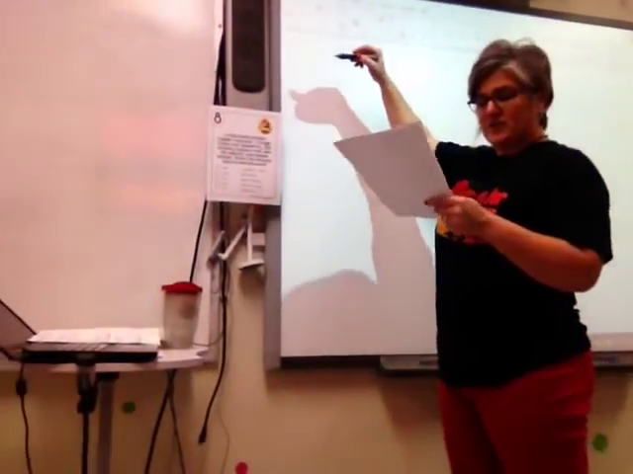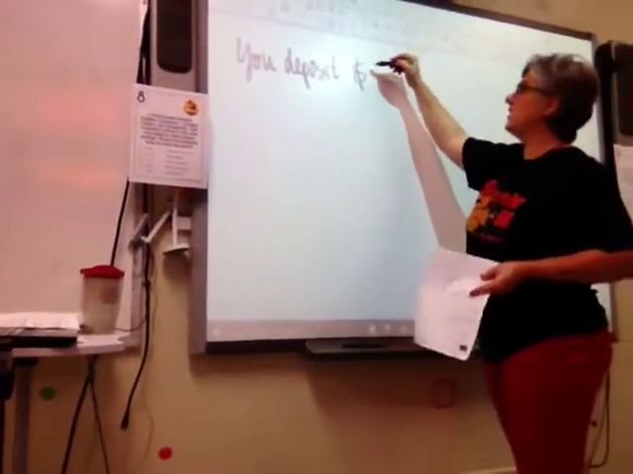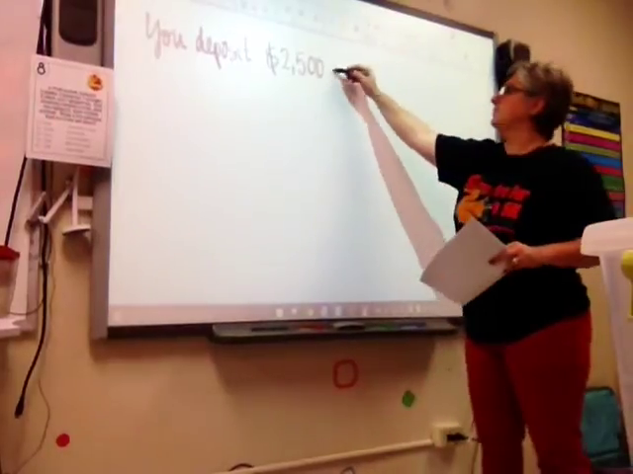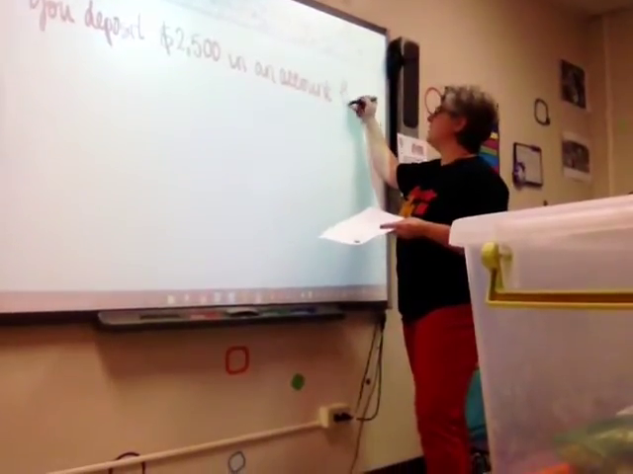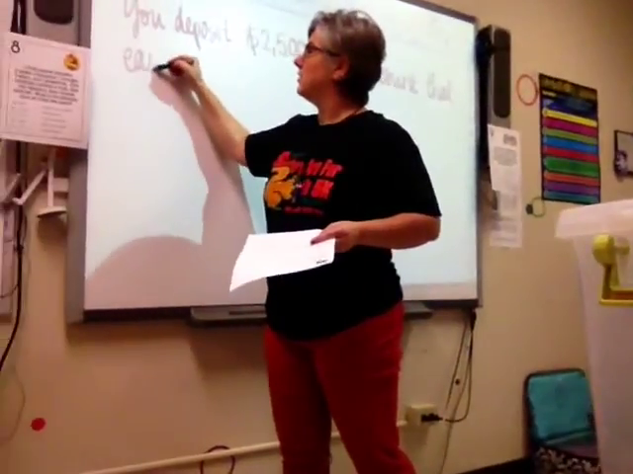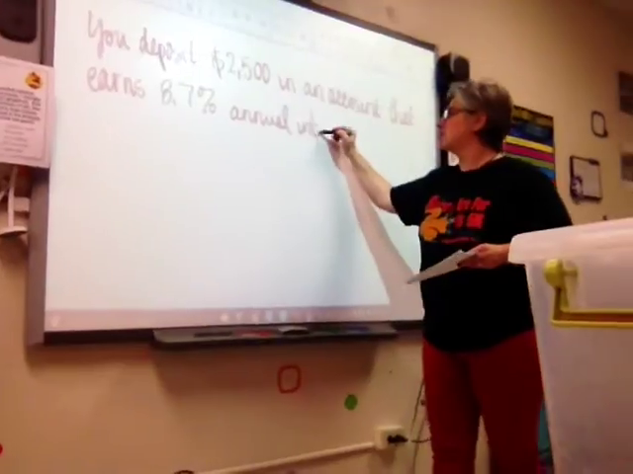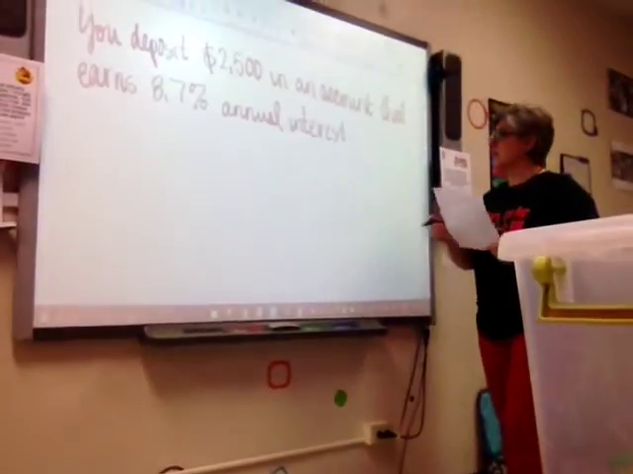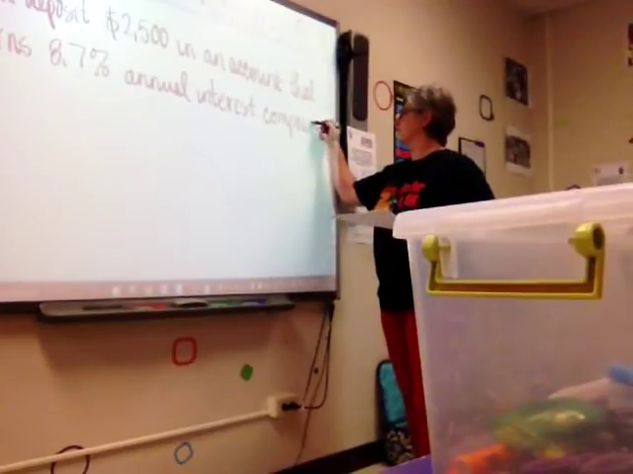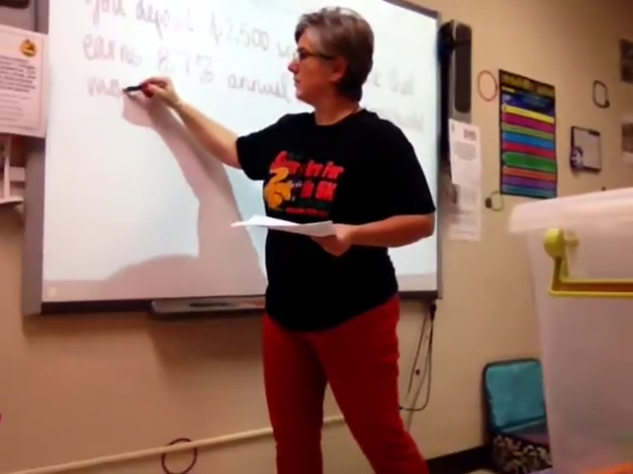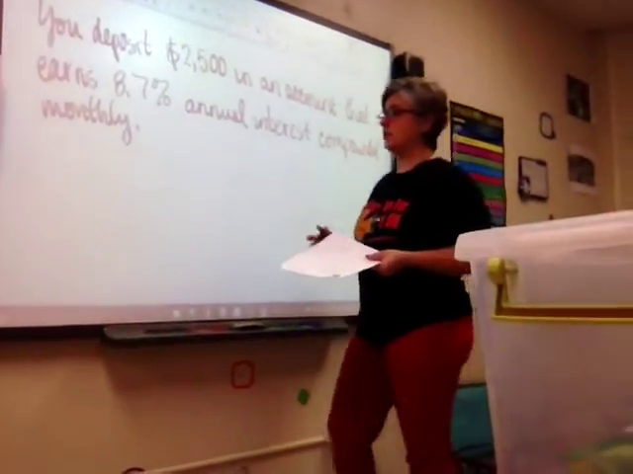Okay, so starting with compound interest, we have: you deposit $2,500 in an account that earns 8.7% annual interest, and that interest is compounded monthly. And I want to write and graph a function that represents the situation.